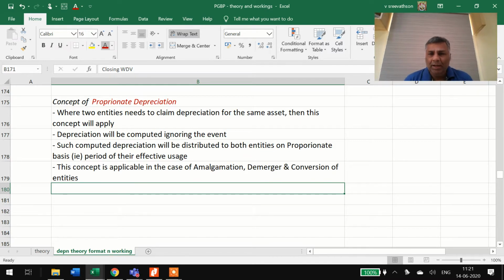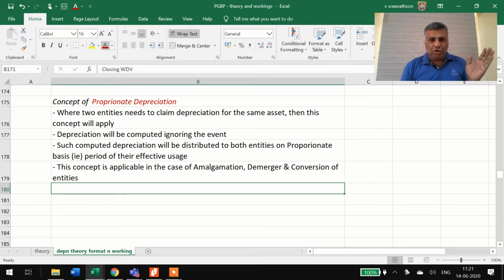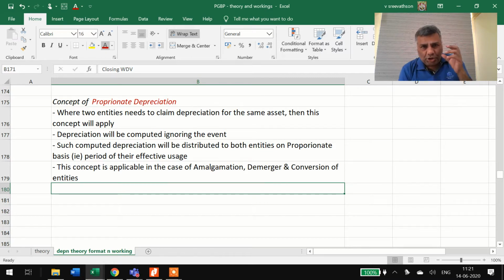So, amalgamation. X Limited merges with Y Limited. So what will happen? All assets of X Limited will become the assets of Y Limited. This is known as amalgamation, and this has happened during the year. Then depreciation till the date of amalgamation X Limited can claim. After amalgamation Y Limited can claim.